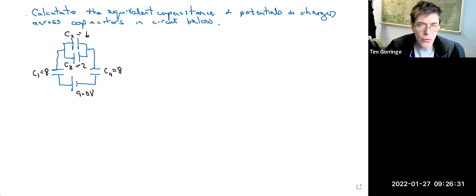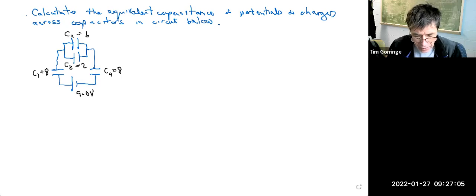I wanted to work through a problem that involves capacitors and a circuit containing series and parallel capacitors. In this problem, we're going to firstly work out the equivalent capacitance of the network of capacitors, and then we're going to figure out for the individual capacitors the voltage across those capacitors, potential difference across those capacitors, and the electrical charge on those capacitors. So that's basically the plan.